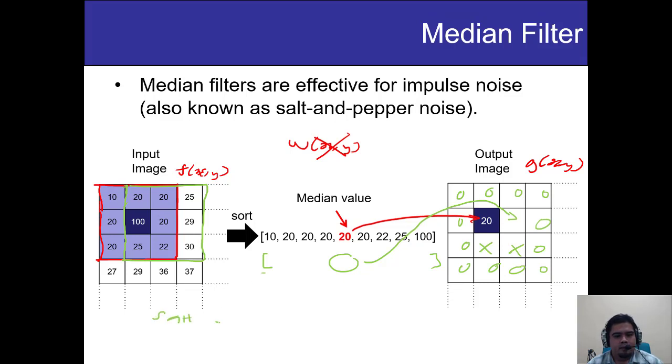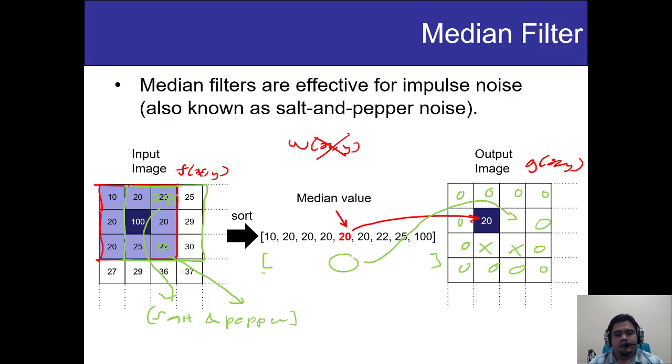Okay, salt and pepper noise. If you imagine a matrix here, maybe for example this one dot is black, so this value is 0, and this value is 255, which is white. This black dot we can consider as pepper noise, and this white dot, 255, is salt noise. So that's why they call it salt and pepper noise.